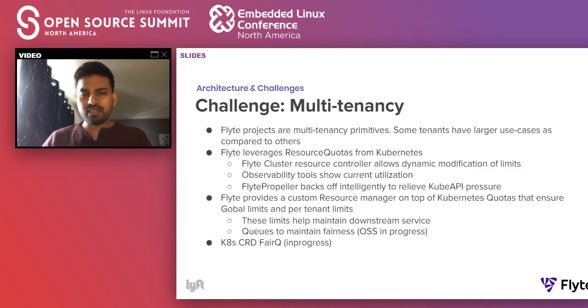Another problem was multi-tenancy. There were these large gorilla of users that would come and run their large workloads, while the smaller users would not be able to get the fair share of resources. So we started using projects to contribute to multi-tenancy primitives. For example, we leveraged Kubernetes resource quotas, but that was not enough, so we had to build our own resource manager on top of the Kubernetes quotas. The resource manager also provides things like fair queues and also helps in maintaining quotas on downstream services. Like if BigQuery has a concurrency limit, you can protect BigQuery from browning out.